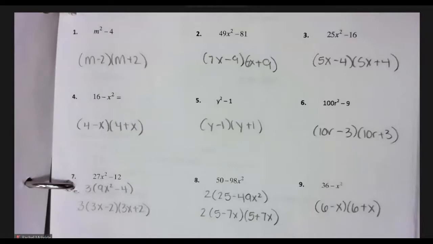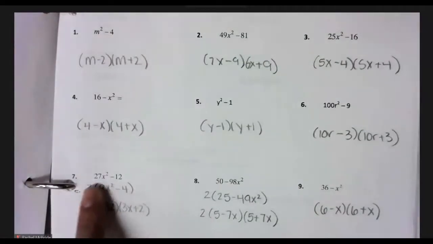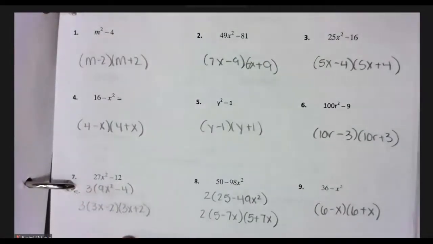We also talked about perfect square trinomials. And we talked about how sometimes with a difference of squares, you also have to take out a GCF. And that's what you had to do in 7 and 8.